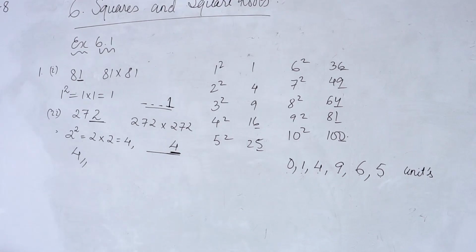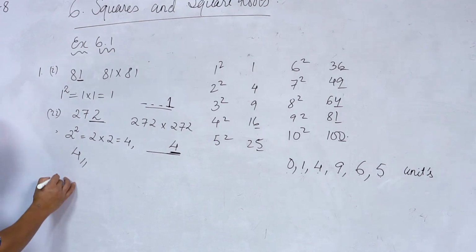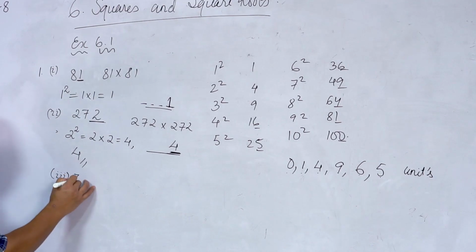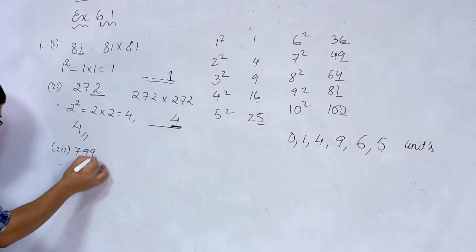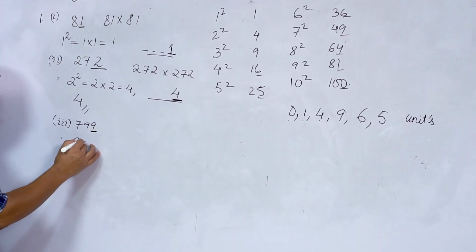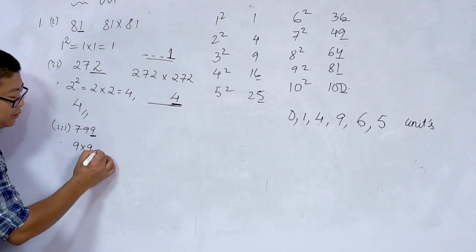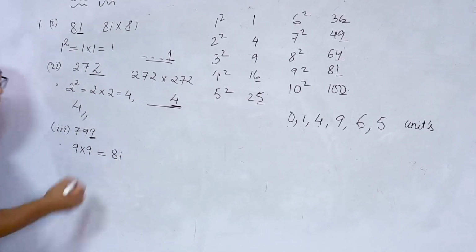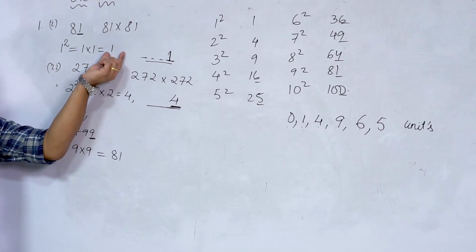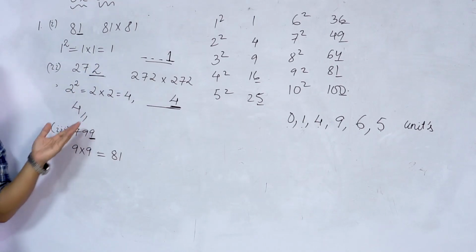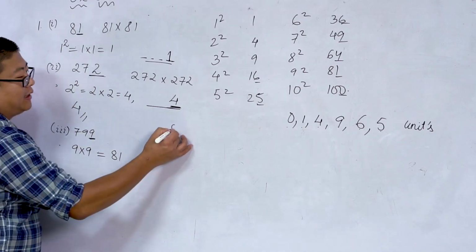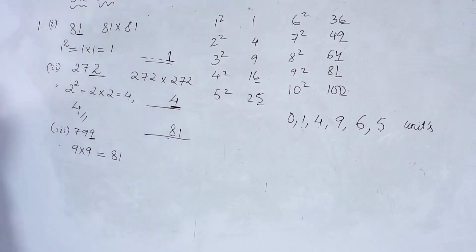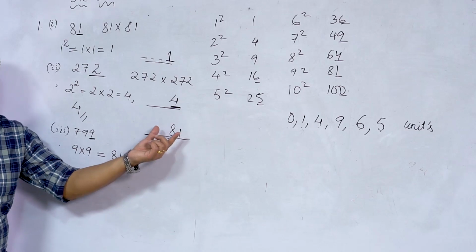Now let's look at another example. Question number 3. There may be some instances where we get 9. So 9 into 9 is nothing but 81. Here we all got single digits only, so it was easy to identify. Now we're getting a double digit. We can't say that the ending will be 81. We have to know what the units place will be.